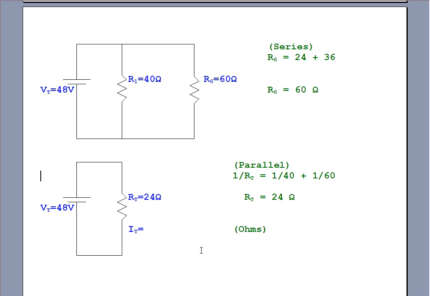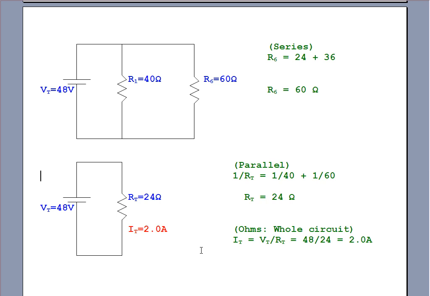For total current, I'm going to do Ohm's law globally on the entire circuit. I'm going to take all the voltage that I've got and all the resistance that I've got, and I'm going to exercise Ohm's law, and that says it's going to be 2 amps. Okay, so there's 2 amps coming out of the battery.